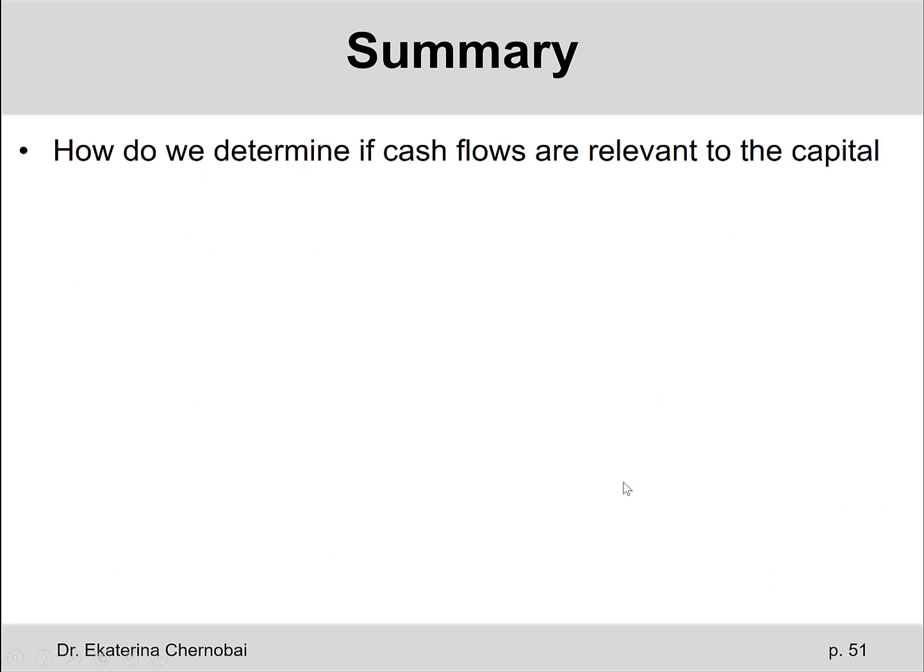Let's summarize Chapter 10. First, we looked at how we determine if cash flows are relevant or irrelevant to the capital budgeting decision. Everything is relevant except for two things. The first thing that's irrelevant is a so-called sunk cost. You can simply think about the timing. If it's something that has already been paid in the past, before the decision on the project, accept or reject, is made, then it's irrelevant.